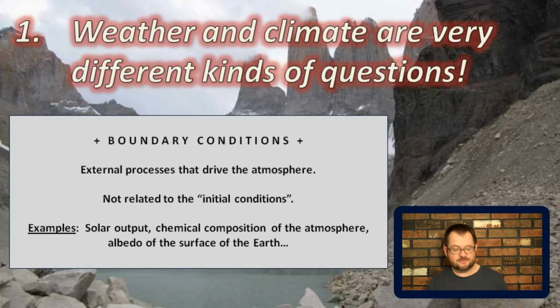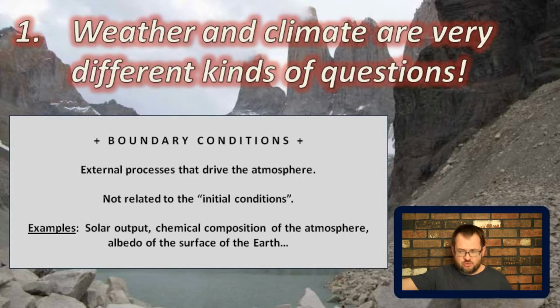Another perfectly valid and important part of a numerical model is a set of inputs called the boundary conditions. Boundary conditions are external processes that are driving the atmosphere. And even though the name is a little bit similar, they are completely unrelated to the initial conditions. The initial conditions are things that you're going to be forecasting, like temperature and pressure and so on. You're just getting the current values of them.